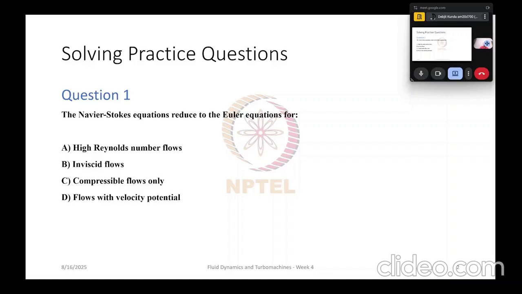So the first question is asking us that the Navier-Stokes equations reduce to the Euler equations for what conditions? Under what set of conditions? Is it option A, for high Reynolds number flows?